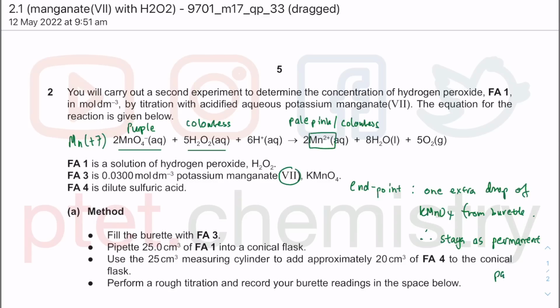We don't really stop at colorless, because how do you know that there is no more H2O2? You only know when the pale pink color is not going away, and this is more noticeable when it is present in one drop because the color is very intense, right? So one extra drop, it wouldn't be purple. If you stop at purple, you have overshot by a lot.